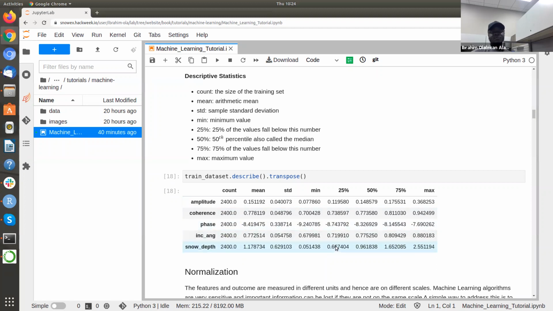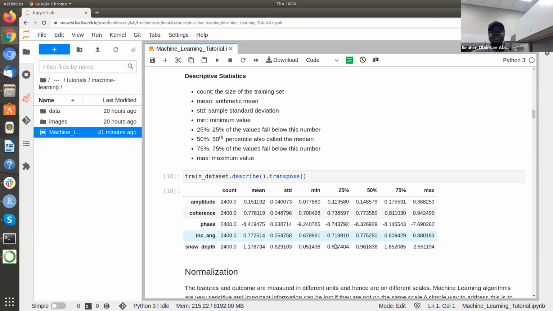One reason why we always want to look at the descriptive statistics is to have an idea of how different the scales of our training set are. As an example, if you look at the minimum value of the amplitude, it is 0.07. We look at the minimum value of the phase, it is -8. We look at the minimum value of the snow depth, this is 0.66.